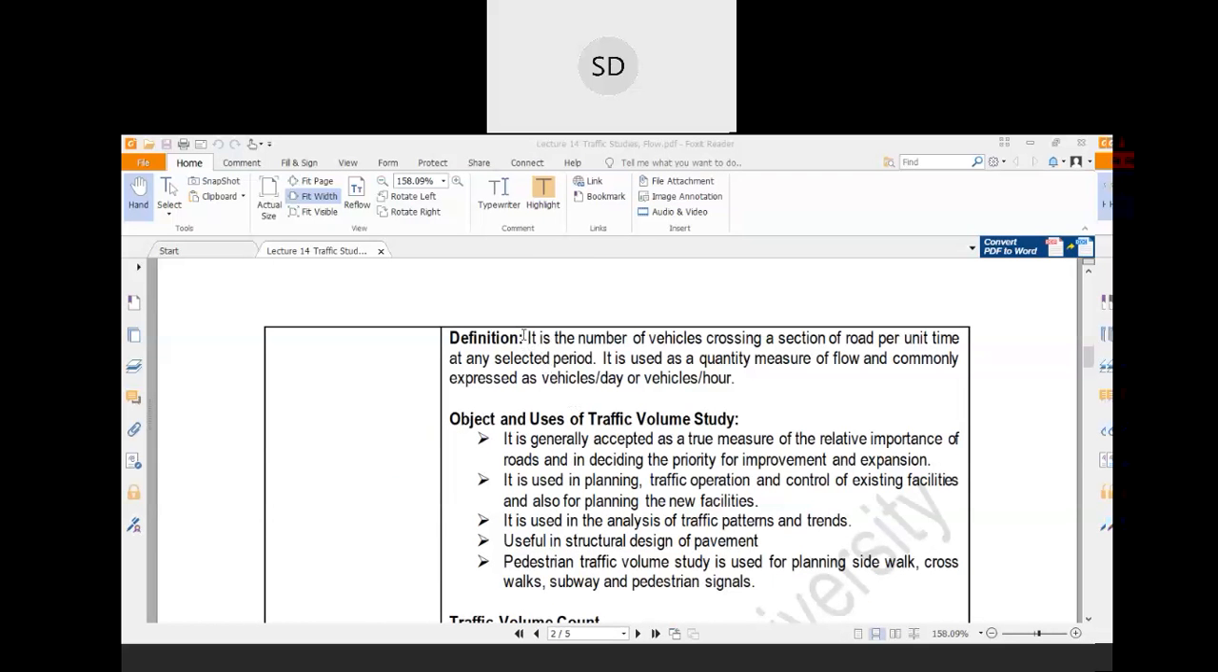So the definition of traffic flow is the number of vehicles crossing a section of road per unit time at any selected period or at any given time, as we have discussed. It is used as a quantity measure of flow and commonly expressed as vehicles per day or vehicles per hour. Generally, we will express this as vehicles per hour.